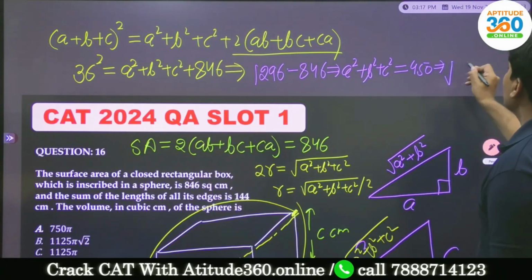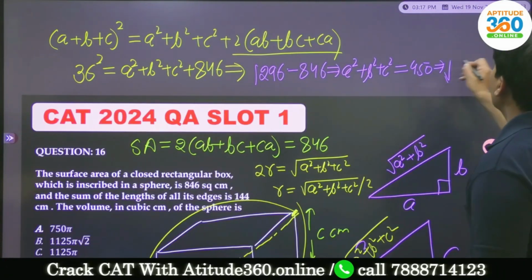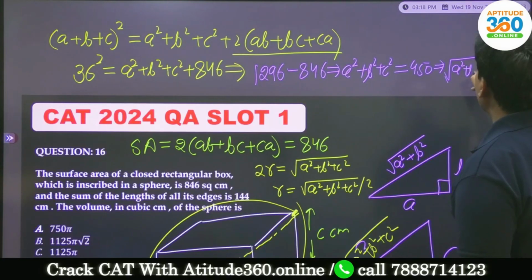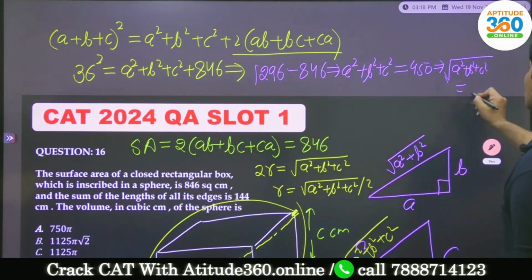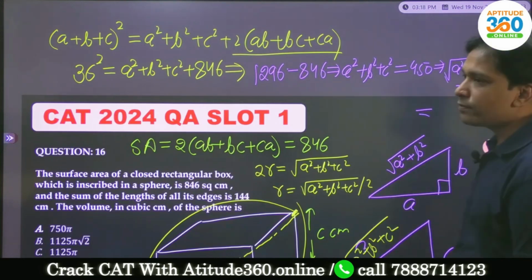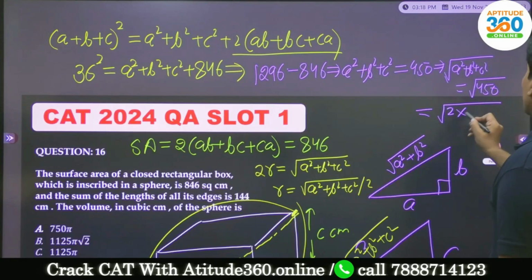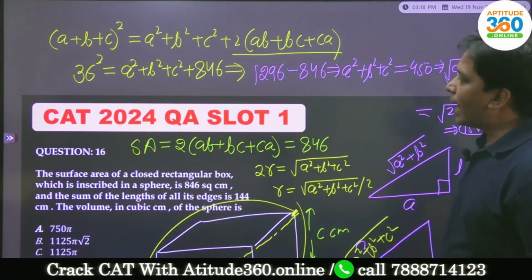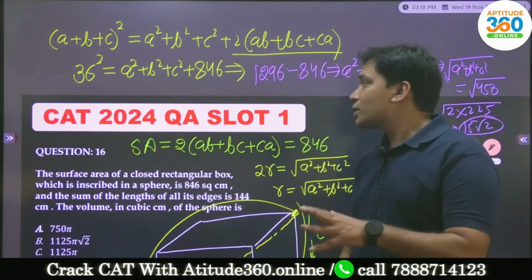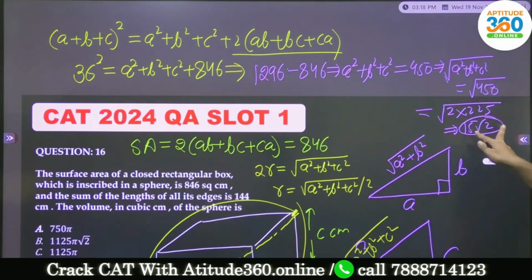So how do we find the square root of a square plus b square plus c square? It is the square root of 450. Let us simplify the square root of 450. 450 is nothing but 2 into 2, 25, and then 15 will come out of it, 15 root 2. So the square root of a square plus b square plus c square is coming out as 15 root 2.